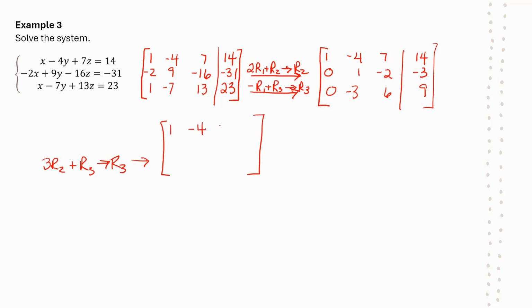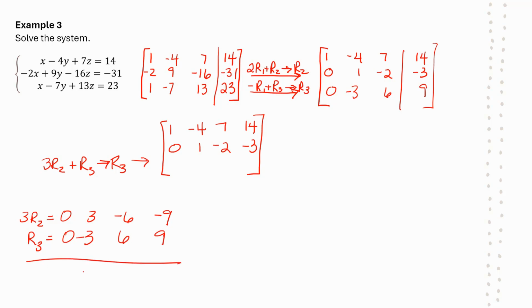It will continue to be what it is. And our second row won't change. If we do this, we've got 3R2, which is going to be 0, 3, -6, -9. And if we add that to R3, which is 0, -3, 6, 9, we can see that we're going to get all zeros for the third row. All right, so that tells me these three equations are dependent.